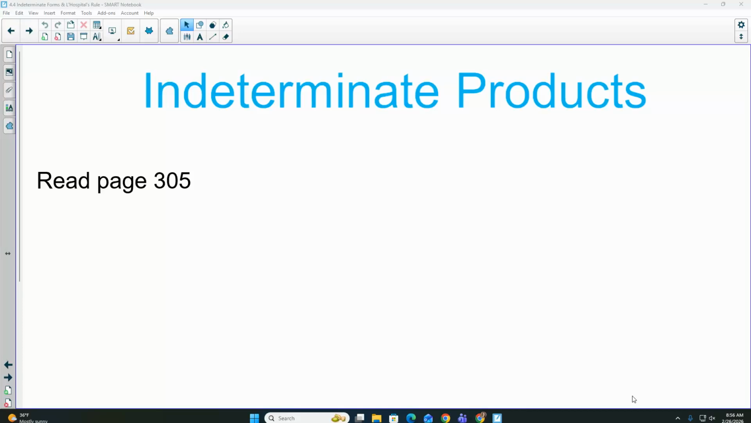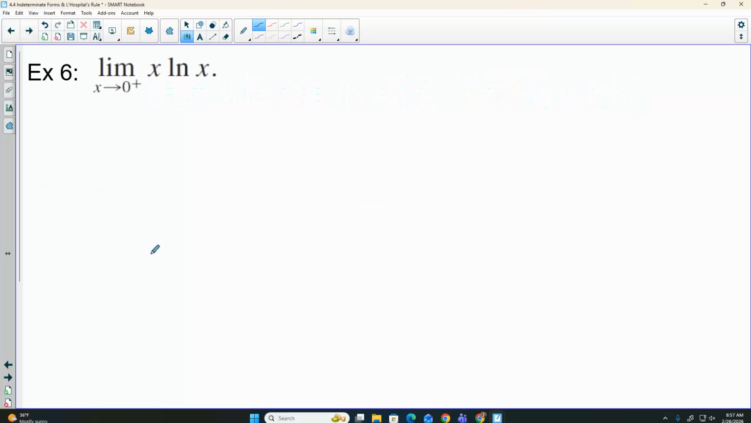We read that if we have 0 times infinity or negative infinity, we don't know what that's going to be. Sometimes that answer turns out to be 0, sometimes it turns out to be infinity, sometimes it turns out to be a number in between. So what we have to do is rewrite our product as a quotient so that we can apply L'Hopital's rule. So let's look at this example.